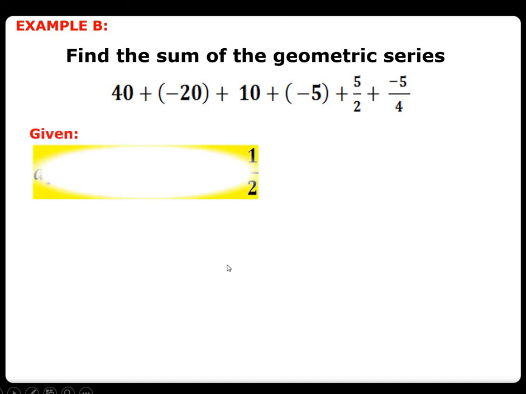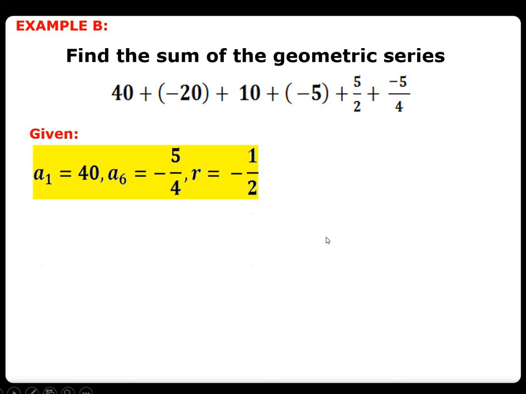In this case, we have this given. A sub 1 is obviously 40. A sub 6 is negative 5 fourths. That is 1, 2, 3, 4, 5, 6, then n is 6. What is r equal to? It's negative 1/2. Very easy. Just divide: negative 20 by 40 is simply negative 1 half. And you can also do that by 10 and negative 20. It's negative 1 half.